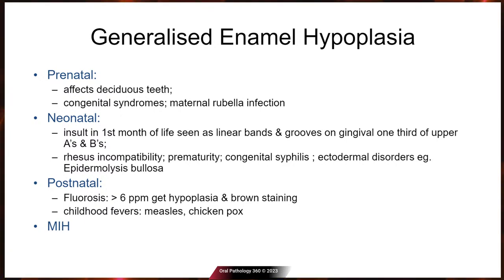Postnatally, fluorosis. You get hypoplasia and brown staining. And as I'm going to show later in terms of discoloration of teeth, tetracyclines as well can result in hypoplasia. And that will be particularly related to the timing of the administration of tetracyclines, although fluorosis may well be over a longer period of time. And then childhood fevers, measles, chickenpox can also have a record imprinted on the teeth. And then lastly, this rather enigmatic condition known as molar incisor hypomineralization, which is probably some part of the generalized enamel hypoplasia, given the fact that it is very often related to the incisors and the first molar teeth, with a rather pronounced chronological pattern.